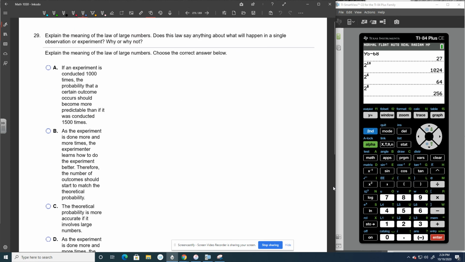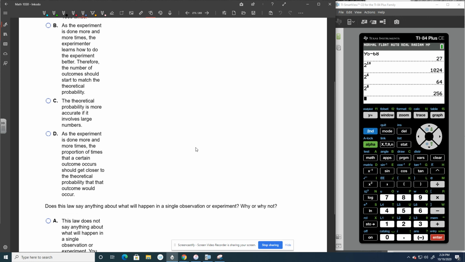Okay, 29. Explain the meaning of the law of large numbers. Does this law say anything about what will happen in a single observation? The law of large numbers says that as you do more and more experiments, your experimental proportion becomes closer to your theoretical. As the experiment is done more and more times, that proportion becomes closer to the actual.